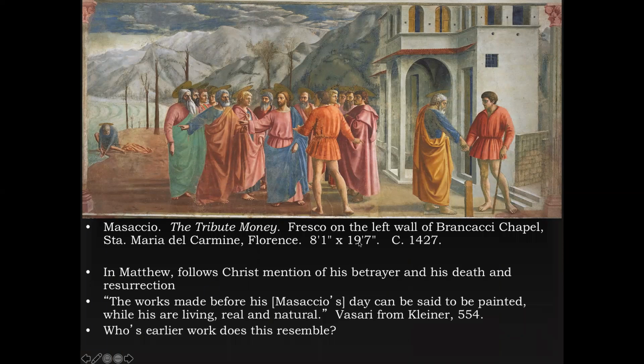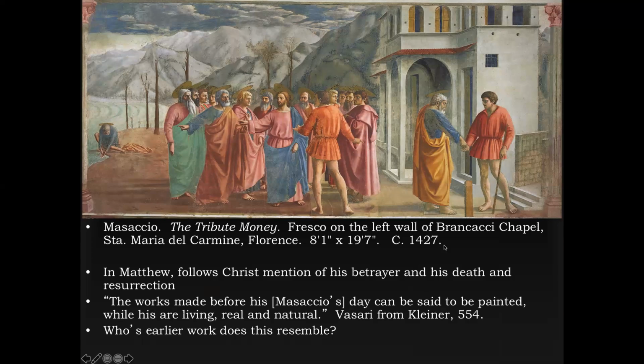So the works made before Masaccio's day can be said to be painted, while his are living, real, and natural. So Vasari is an artist writing in the 16th century, and he looks back at Masaccio at that time and he says, yep, this is the beginning of some true naturalism.